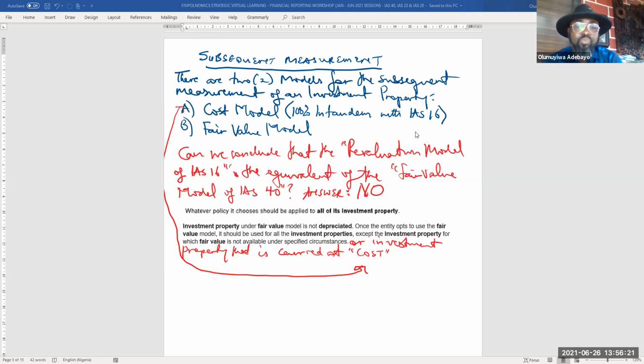But again, I won't see where the cost of valuing investment property will be materially different, because what do you value? The land component of it has no difficulty in valuation, because what you look for is the rateable value, what the land is going for in that environment, which is public information.